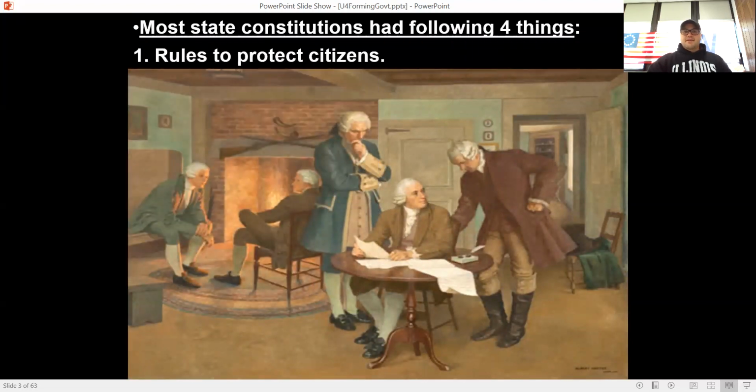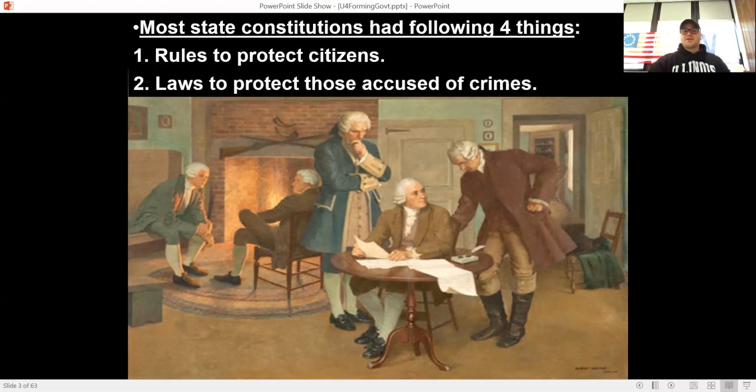The first thing that these constitutions are going to have is rules to protect the citizens. So think of them as the laws that we have to follow today, which not only protect ourselves, but protect the rest of the citizens that we live with. The second is that laws are going to be established to protect those accused of crimes. So if an individual was accused of burglary, we are not going to assume they're guilty right away and throw them in jail.